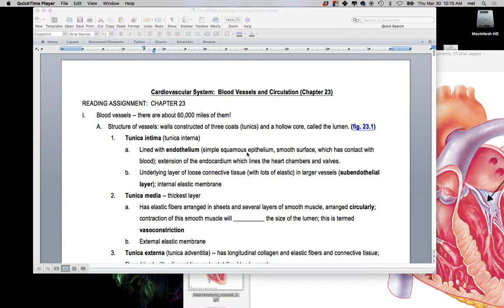Everybody doing okay? How's lab going? The heart lab's really easy. Yeah, that's what that looks like.